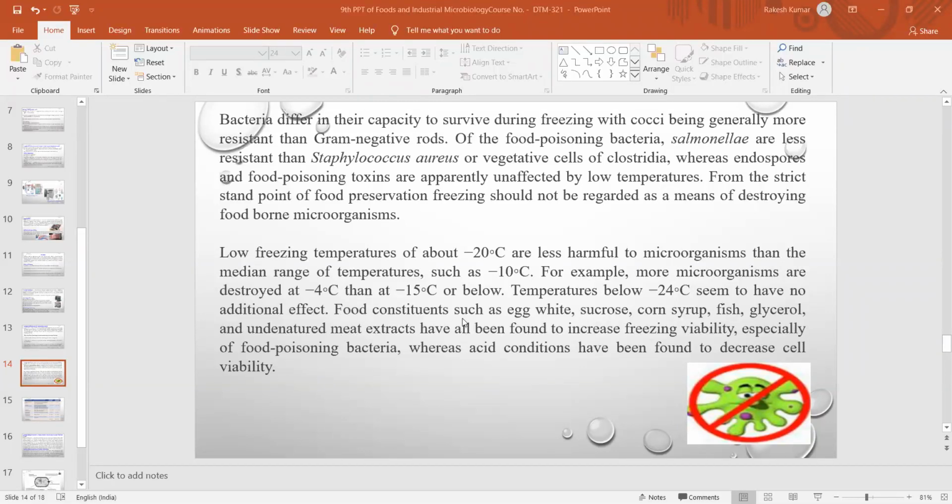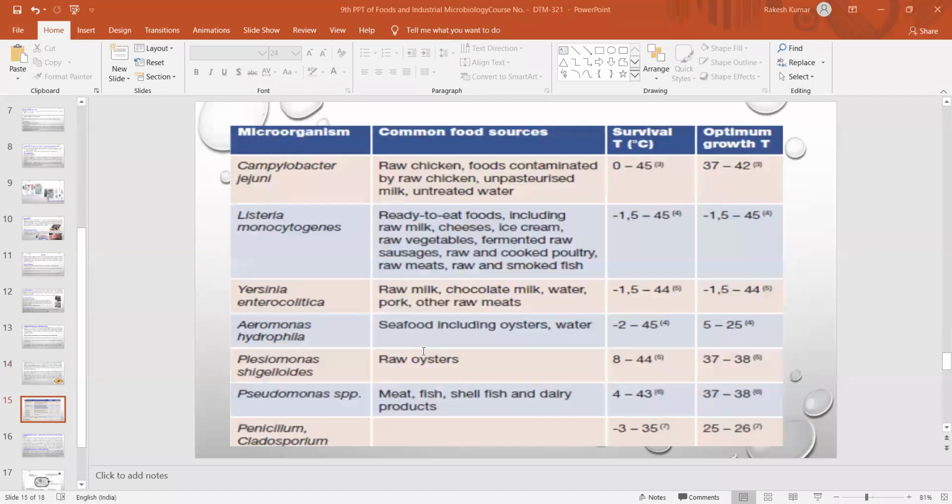Food constituents such as egg white, sucrose, corn syrup, fish slice, glycerol, and undenatured meat extract have all been found to increase freezing viability, especially of food poisoning bacteria, and where acid conditions have been found to decrease cell viability. So if you combine this process with some level of acidity, automatically it will affect the activity of microorganisms.